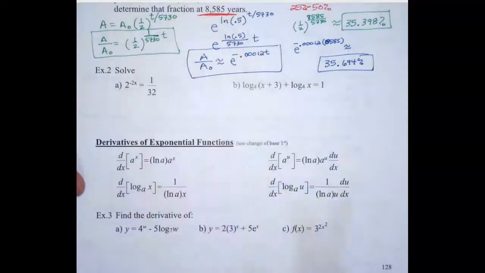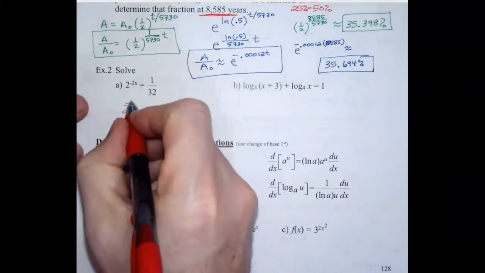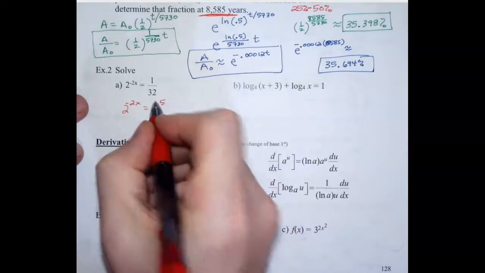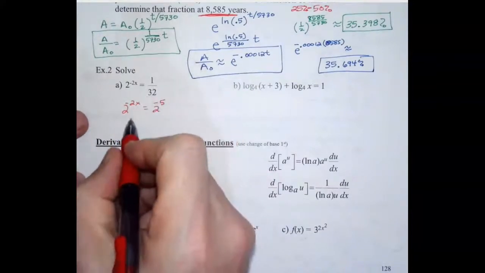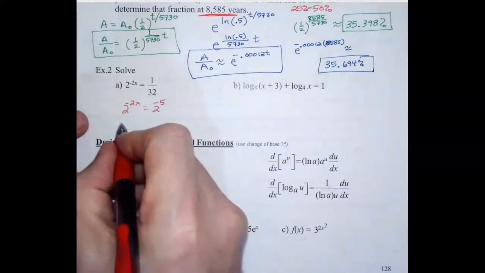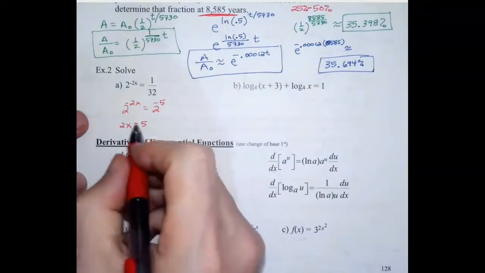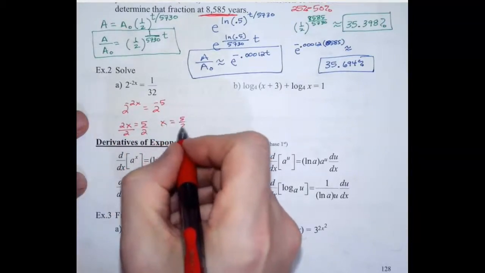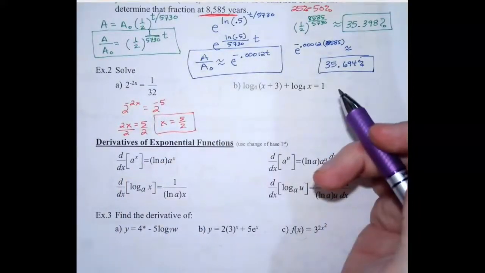So here we want to use the same base, because I recognize that 32 is a power of 2. So that's going to be 2 to the 5th, but it was a fraction, so it's going to be 2 to the negative 5th. And we're going to set those equal to each other. So, and I'm going to divide by -1, or multiply by -1, either way. So we're going to get x equals 5/2. Okay, last one before we switch to some calculus.